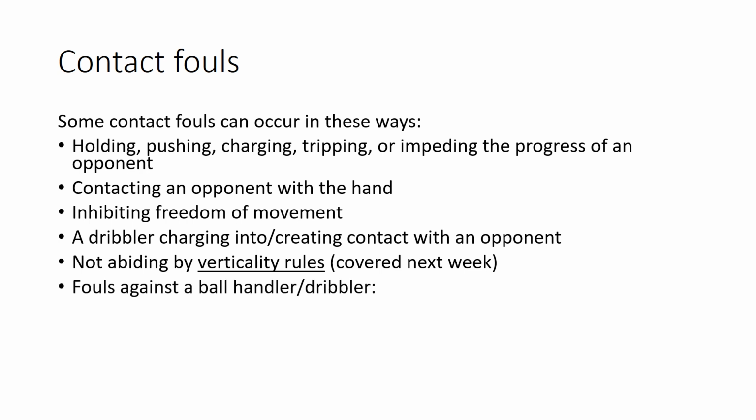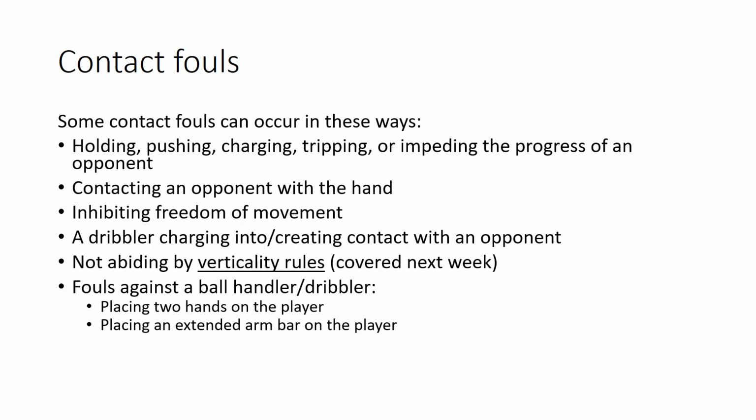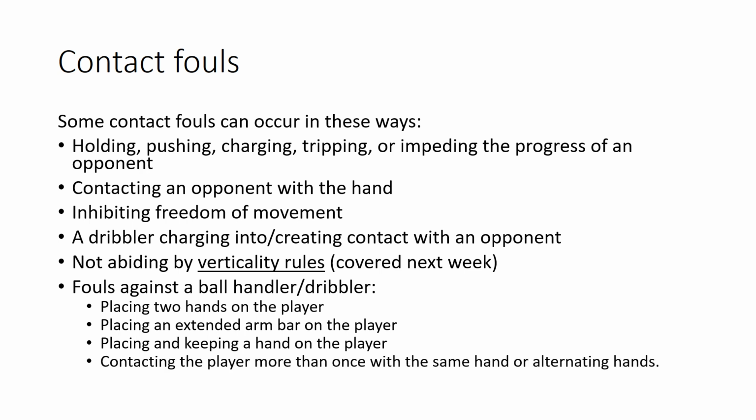Some fouls that can happen against a ball handler and dribbler include placing two hands on the player, placing an extended arm bar on the player, placing and keeping a hand on the player, or contacting the player more than once with the same hand or alternating hands.